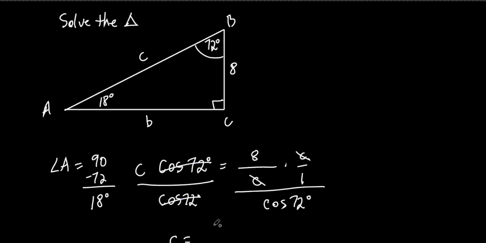So C is equal to 8. Don't leave yet. Don't leave. 8 divided by what? The cosine of 72. So how do I figure out what that's equal to? I come over to my calculator, and then I figure it out.